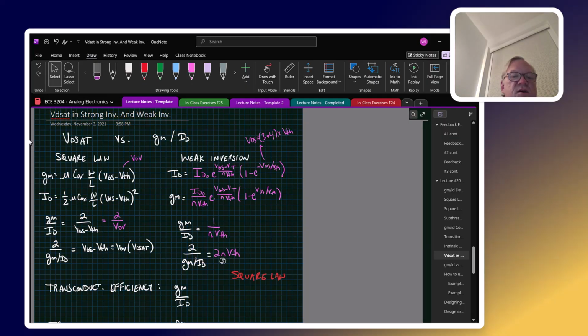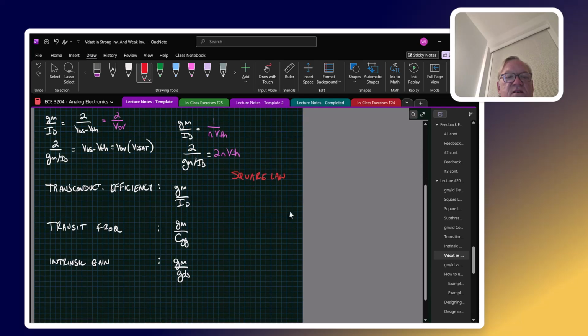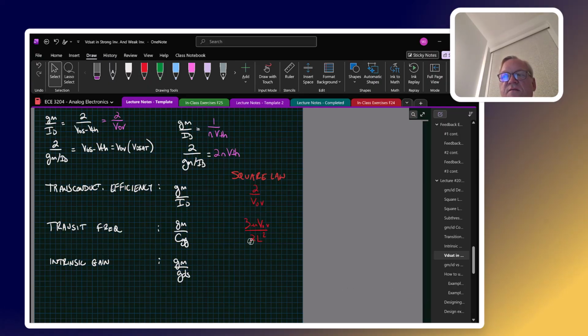All right, so let's look at our metrics again that we've been considering. So we have transconductance efficiency, GM over ID, and in the square law we know that this is equal to 2 over VOV. GM over CGG in the square law is equal to 3 times mu times VOV over 2 times L squared. And lastly, we have GM over GDS, the intrinsic gain, which is equal to 2 over lambda times VOV for a square law.